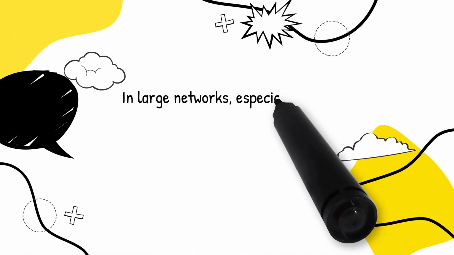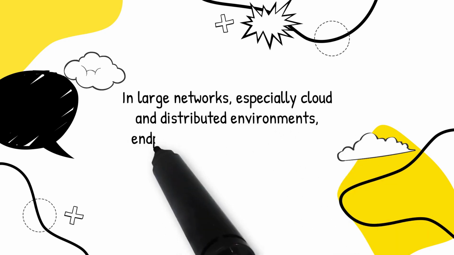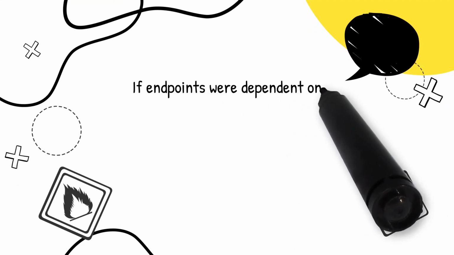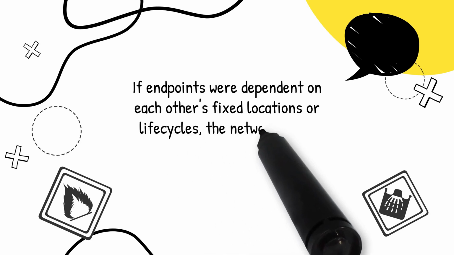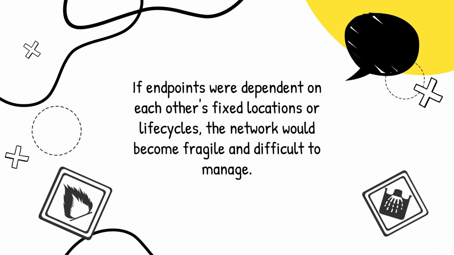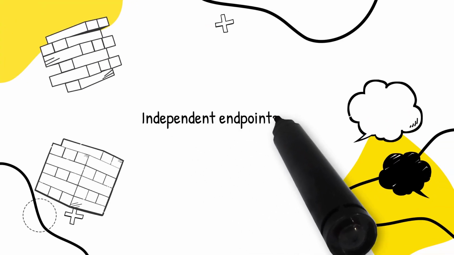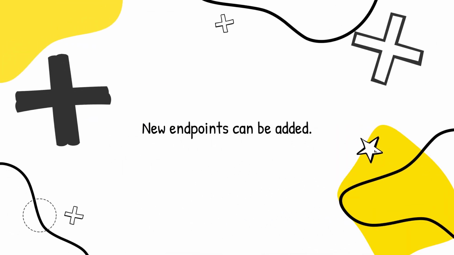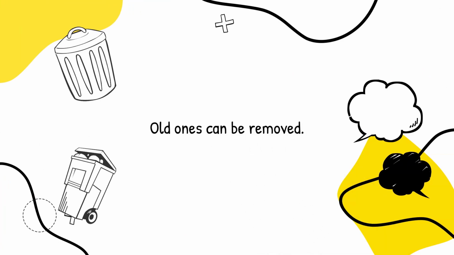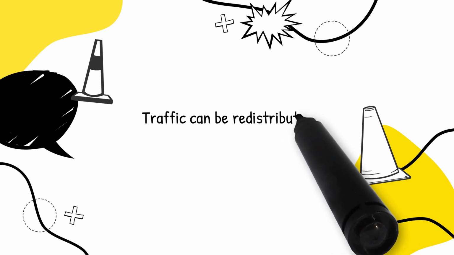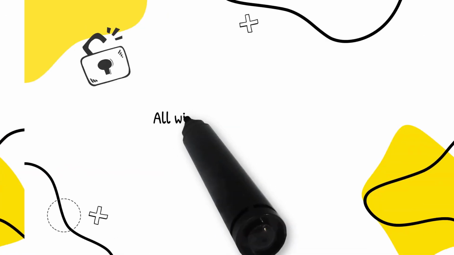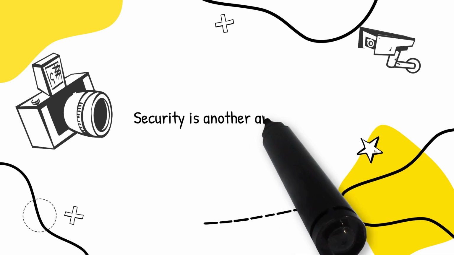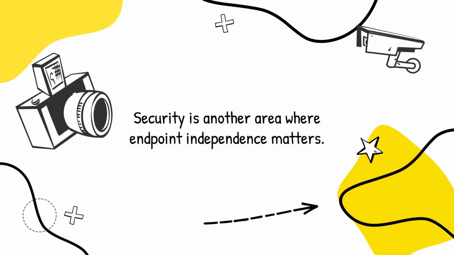Endpoint independence also plays a major role in scalability. In large networks, especially cloud and distributed environments, endpoints appear and disappear constantly. If endpoints were dependent on each other's fixed locations or life cycles, the network would become fragile and difficult to manage. Independent endpoints allow systems to scale horizontally. New endpoints can be added. Old ones can be removed. Traffic can be redistributed dynamically, all without requiring changes to every other endpoint.